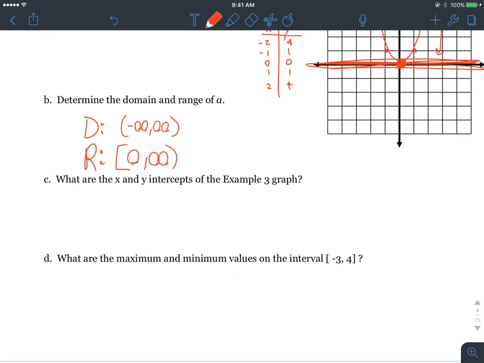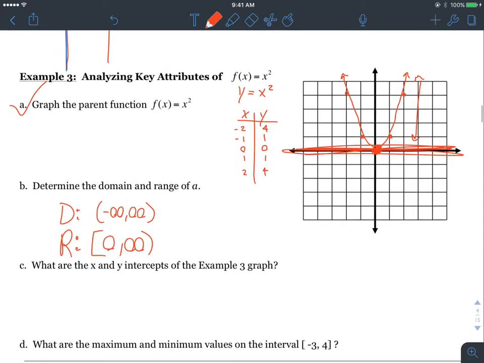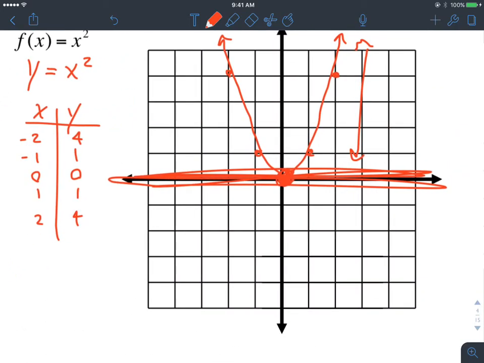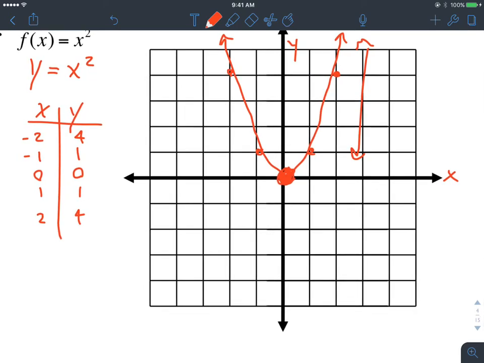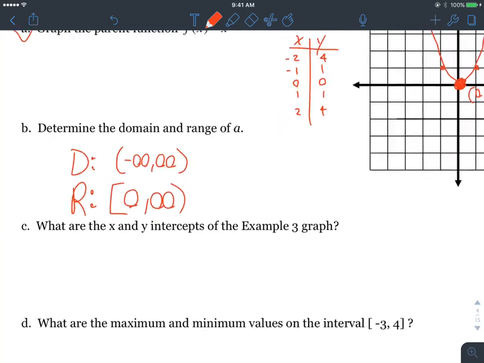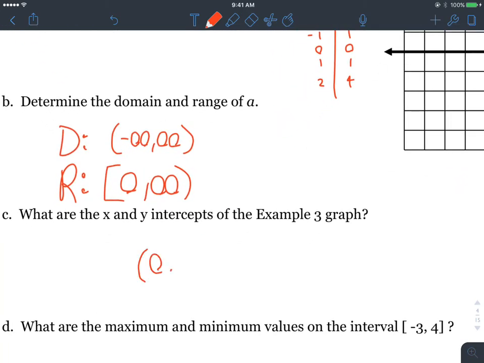All right, and then what do we got here? What are the x and y intercepts of example 3 on the graph? This is kind of a weird case here, it crosses your x and y axis at the same exact point. So your x and your y intercept are both the same thing. It's over here at 0, 0. So we'll go ahead and put that. X and y intercepts are 0, 0.